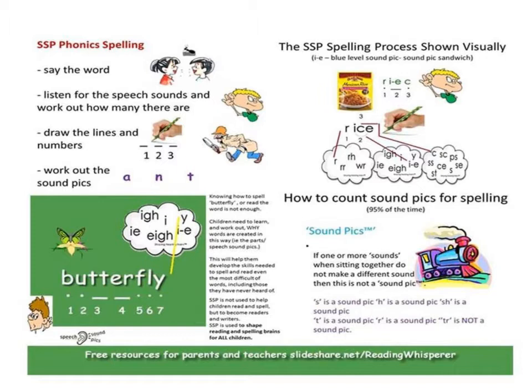The first thing they need to do if they've got to spell a word is say the word, count the speech sounds, then draw the lines for the sound pics to sit on, and then work them out. Sound pics are just pictures of speech sounds. So we're using really, really simple terminology.